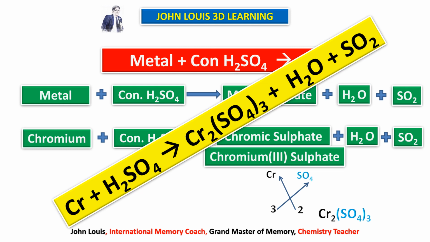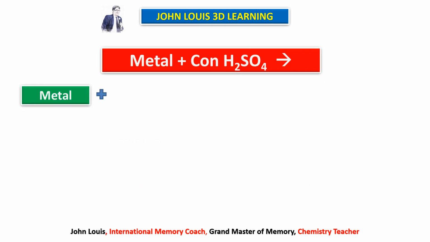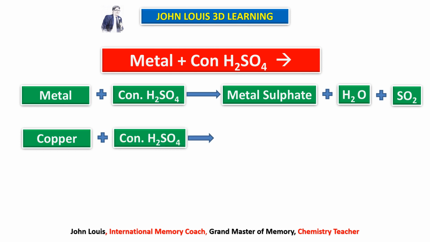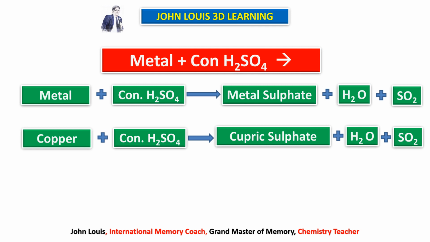Shall we move on to the next example of this type? Metal plus concentrated sulfuric acid gives metal sulfate plus water plus sulfur dioxide. The next example for the metal is copper. Copper reacts with concentrated sulfuric acid. Again, copper has variable valency. Therefore what should we take here, copper 1 or copper 2? Copper valency is 1 and 2. Iron and chromium have valency 2 and 3, but copper has valency 1 and 2. Here the higher valency is 2 for copper. Therefore we have to take copper 2 sulfate, or cupric sulfate, plus water plus sulfur dioxide.